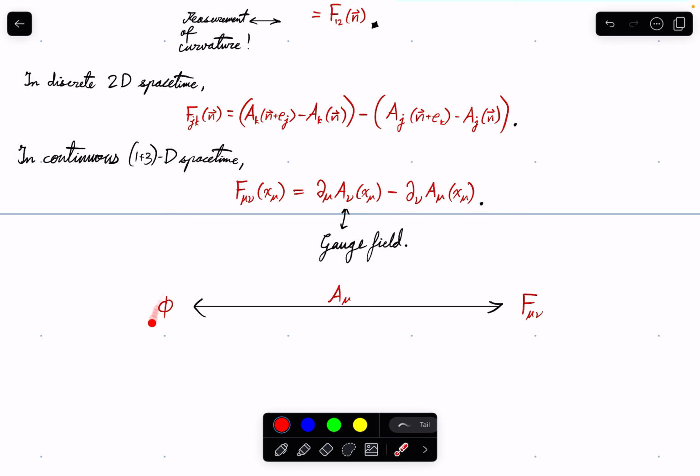And for example, an example that we know would be the electromagnetic potential, and this would be the electromagnetic field.